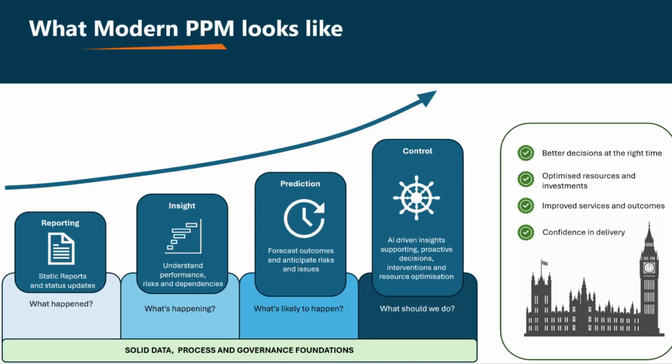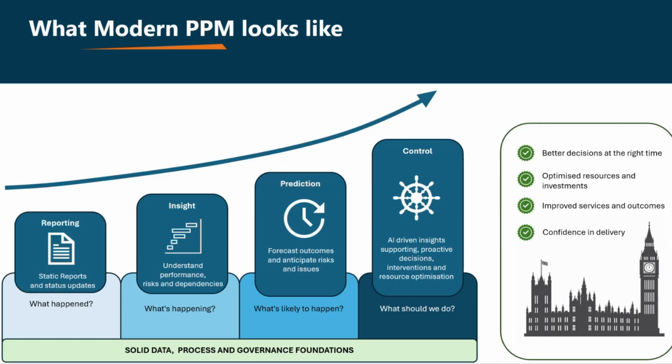Where we want to move to with modern PPM is these second two boxes. We want to be able to move to prediction: to forecast outcomes and anticipate risks that haven't happened yet. Not necessarily anticipate issues, because an issue is clearly something that's here right now, but start to focus on what's likely to happen based on the data we currently have, which I'll come on to later. And then moving forward, which is a little bit scarier, a PPM tool that doesn't make the decisions for us, but starts to give us some control of our portfolio. It gives us AI-driven insights that support proactive decisions. It's thinking about the interventions that need to be made, and looking at resource optimization across the patch.